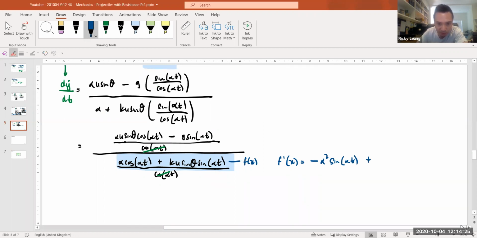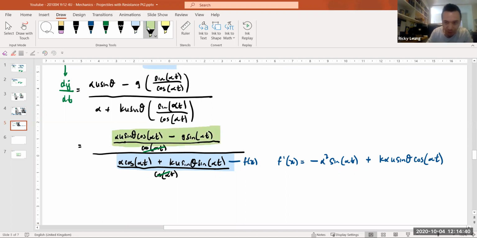The is this guy here, so alpha goes in front, so it'll be K alpha u sine theta, everything's constant, cos alpha t. Now, why am I telling you that? Because I'm going to try to manipulate the top to look like this. Now, what's missing? Let's see if I can actually get it quite close. So there's a G in there.